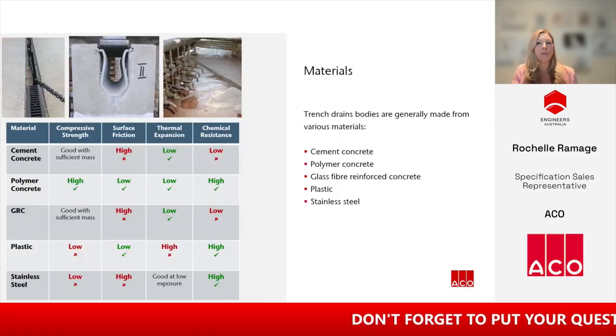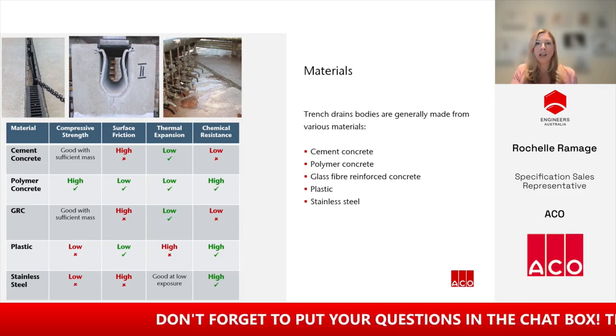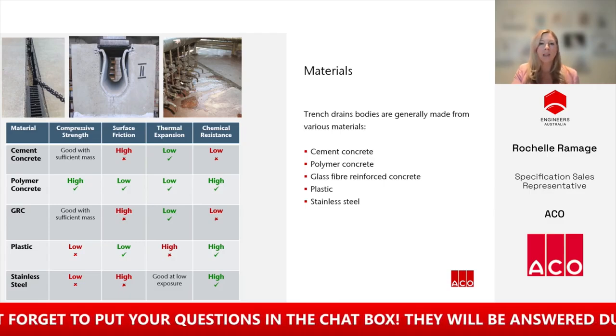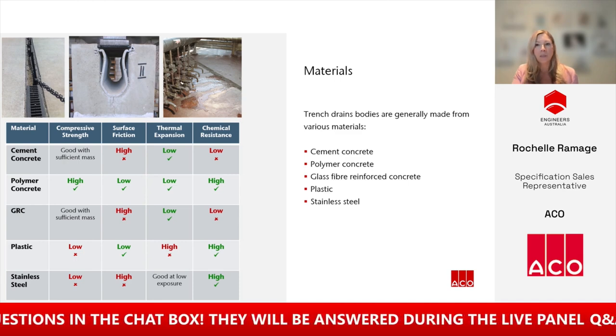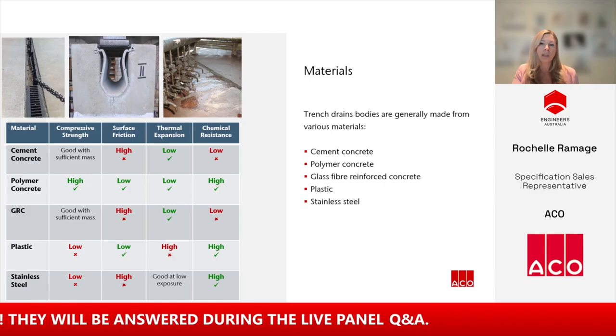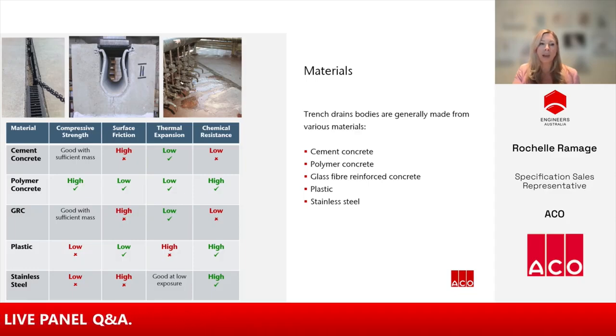Trench drain bodies are generally made from various materials, which could be concrete, polymer concrete, GRC, plastic, or stainless steel. For durability, a trench drain must be strong to withstand the imposed loads, smooth enough to allow for efficient flow, and resistant to the local environment and contaminants. Selecting the correct material for the application is critical to avoid premature failure.